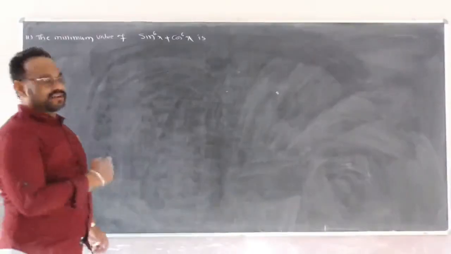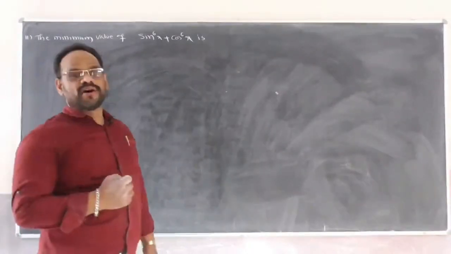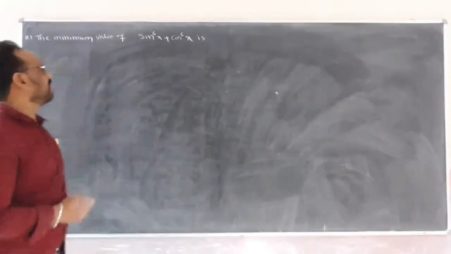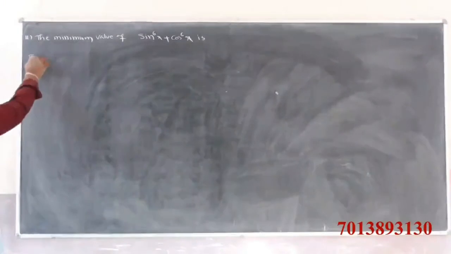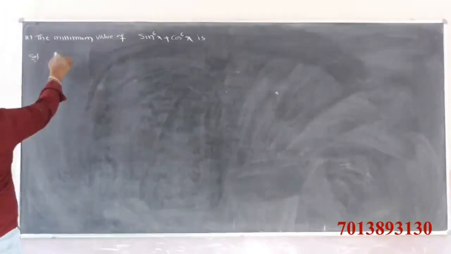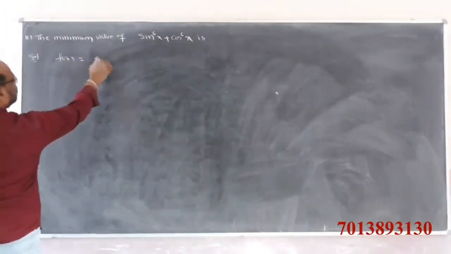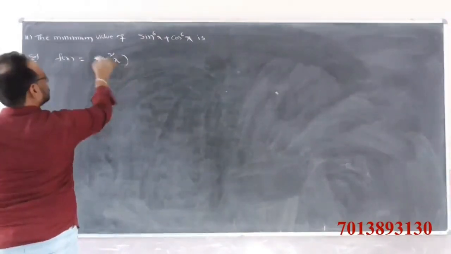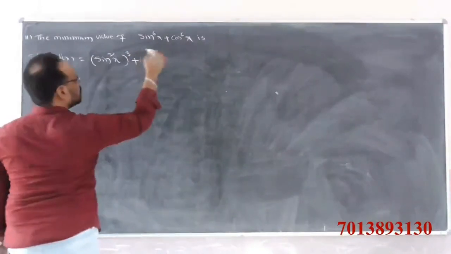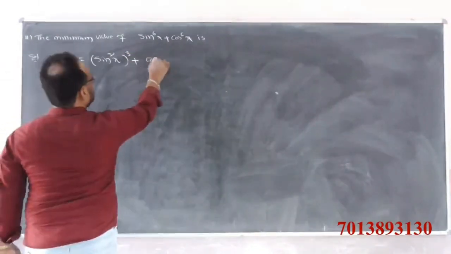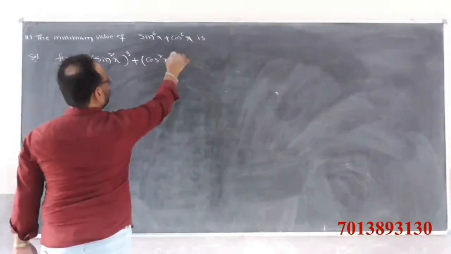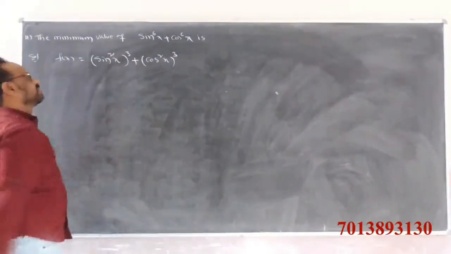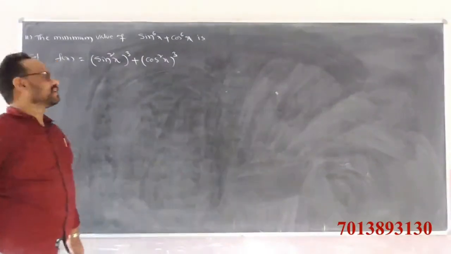The next one: the minimum value of sin power 6x plus cos power 6x. Given that f of x is equal to sin power 6x, which can be written as sin square x whole cube, plus cos power 6x, which can be written as cos square x whole cube, since a power n whole power n equals a power n, so it gives us 6.